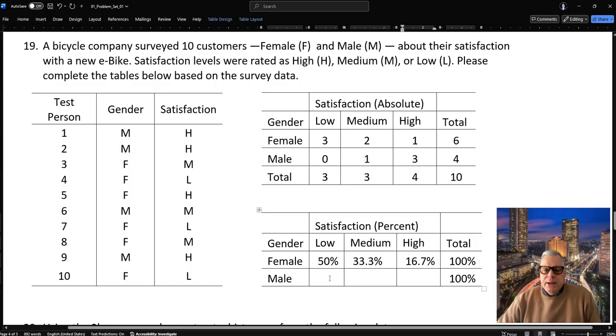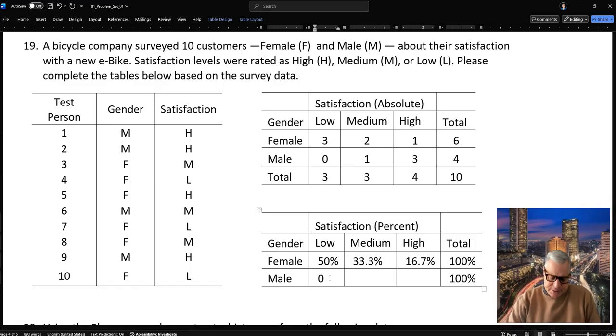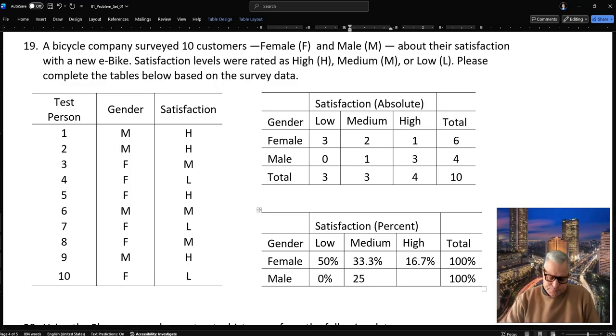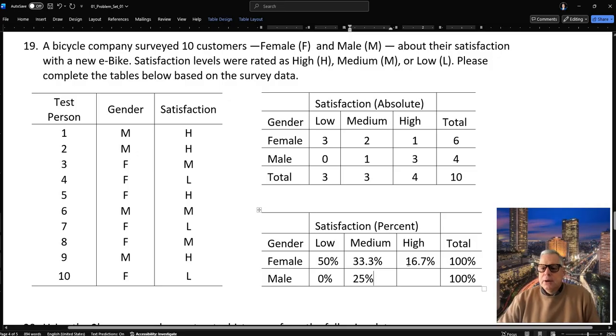What about the males? Well, 0 of 4, that's 0%. Then 1 out of 4, that's 25%. And 3 out of 4, well, that's 75%.